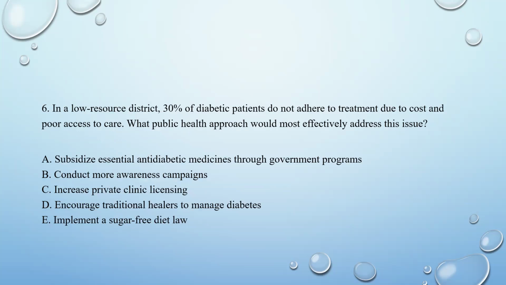6. In a low resource district, 30% of diabetic patients do not adhere to treatment due to cost and poor access to care. What public health approach would most effectively address this issue? A, subsidize essential anti-diabetic medicines through government programs. B, conduct more awareness campaigns. C, increase private clinic licensing. D, encourage traditional healers to manage diabetes. E, implement a sugar-free diet. B. The right answer is A, subsidize essential anti-diabetic medicines through government programs.